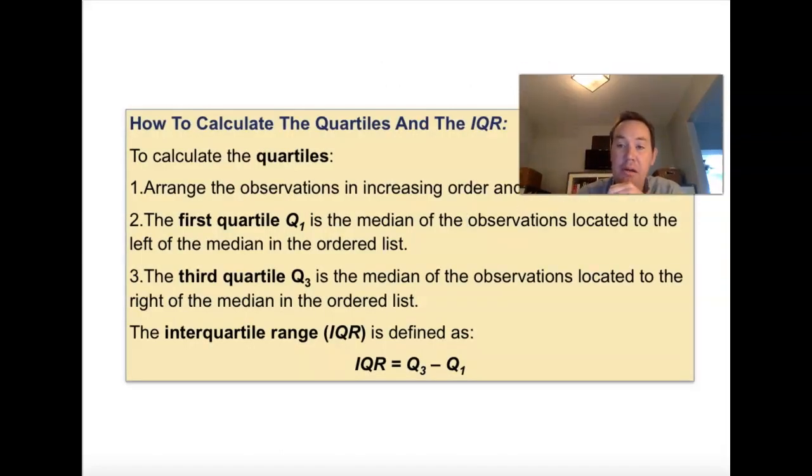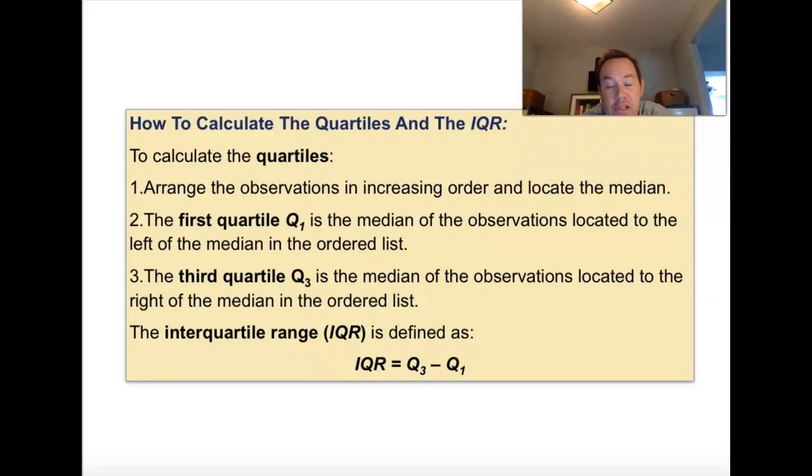Okay, so now we'll talk about a few other measures, quartiles and the IQR. To calculate quartiles, you'll arrange the observations in increasing order and locate the median. The first quartile, which we'll call Q1, is going to be the median of the observations on the lower half. So basically, you've broken your data set up into two halves. And on the lower half, if you treat that as its own data set now, if you find the median of that, we call that Q1. Then if you find the median of the upper half, that's Q3. The interquartile range, the IQR, is defined as Q3 minus Q1.